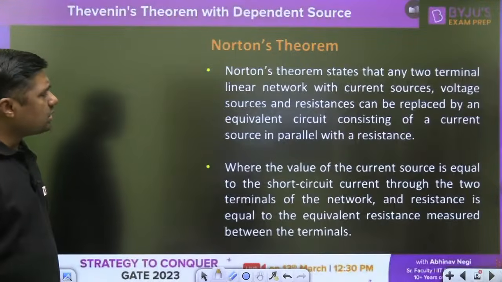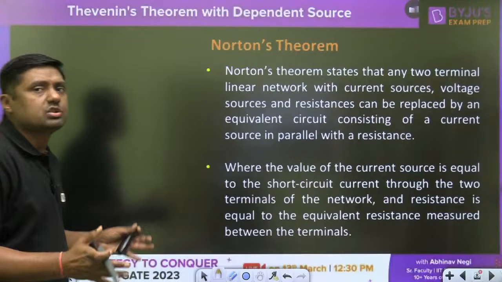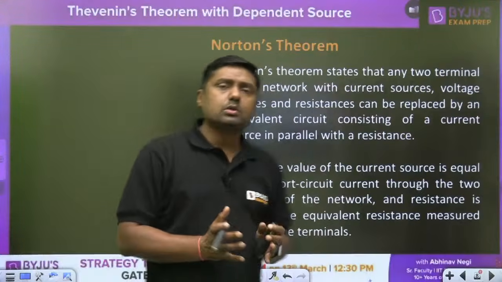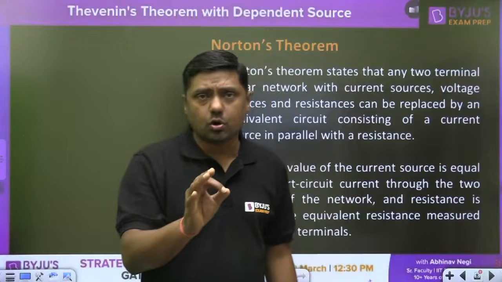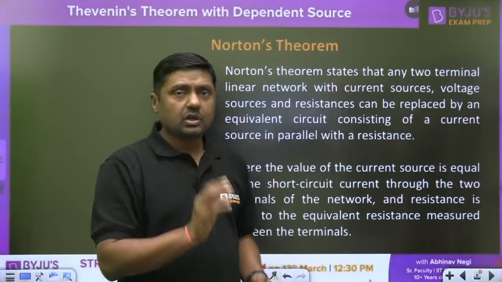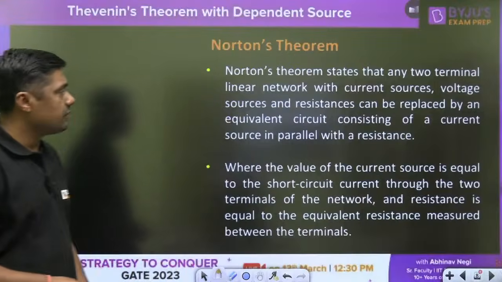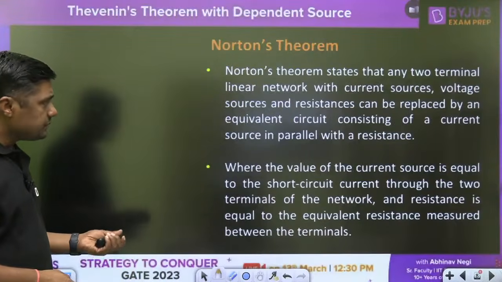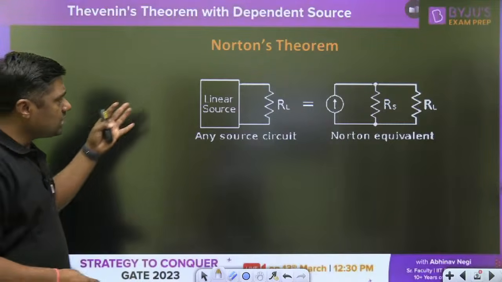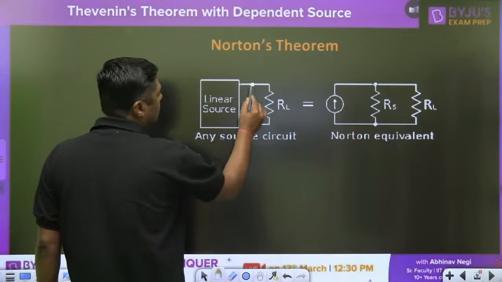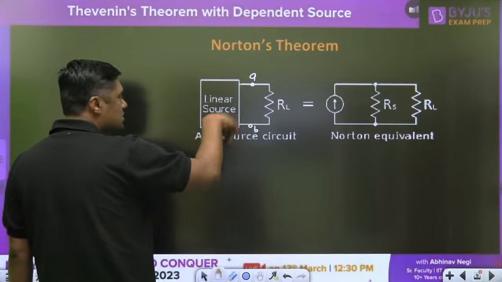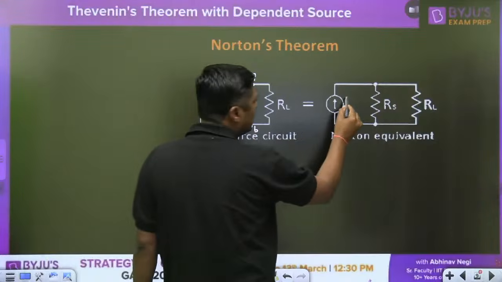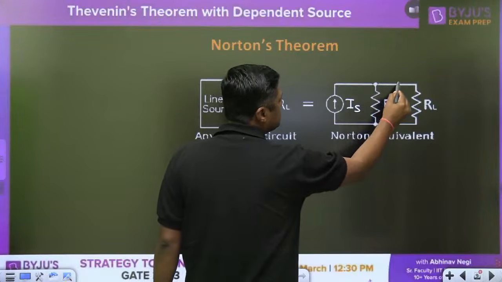Similarly, we can convert a particular network into what? Norton's theorem. Norton's means what? We are simply converting a particular network into a current source and a resistor. So same statement, that is the linear source we have. This is the terminal A and B. Now you can convert this network into a single current source IS and RS. This is the A and B.